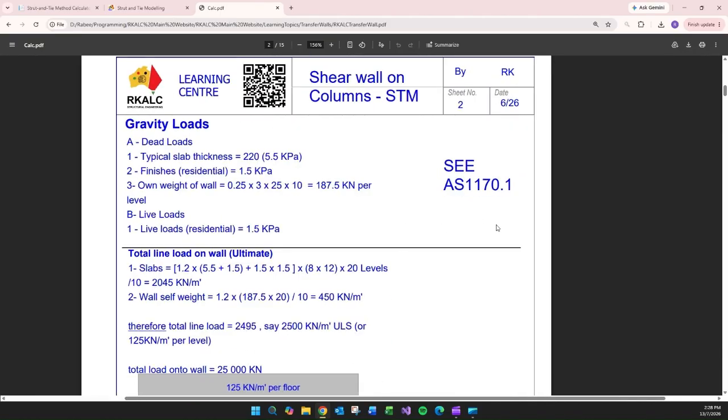Next page here, we'll see the slab thickness is 220 millimeter. That is accounting for 5.5 kPa, finishes being 1.5. That is typical for residential building in New South Wales generally and Australia. You need to count as well the own weight of the wall, which is considerable for a very high building. Live loads 1.5 if you refer to self-contained dwellings in the Australian standard 1170.1.